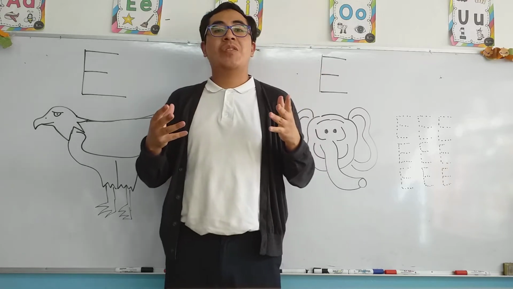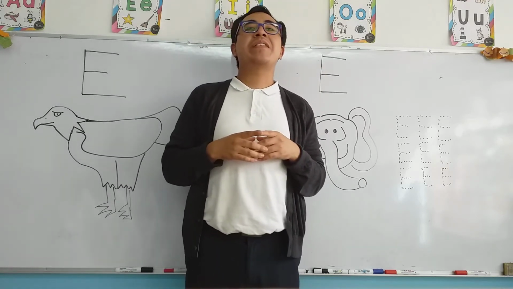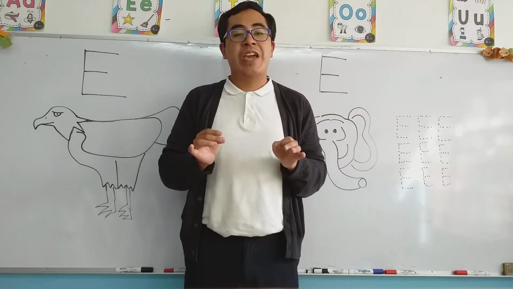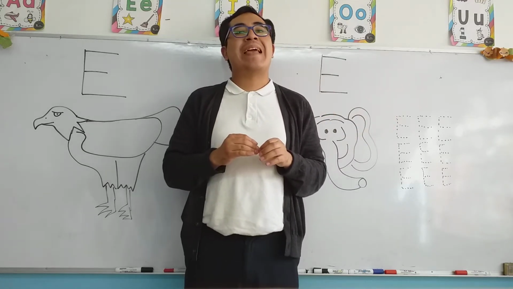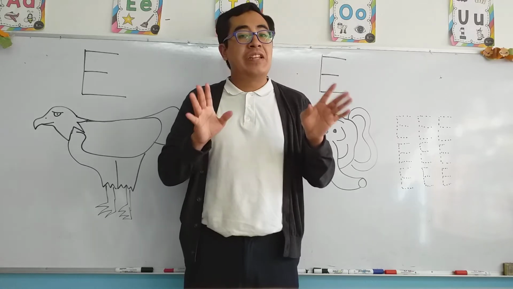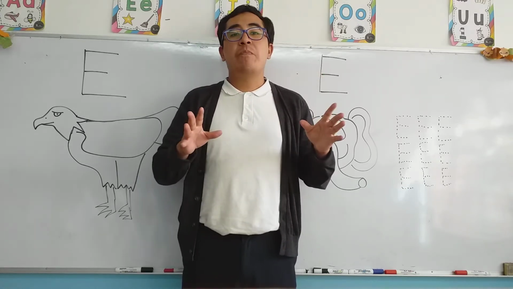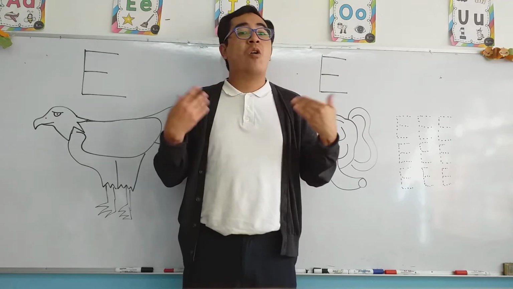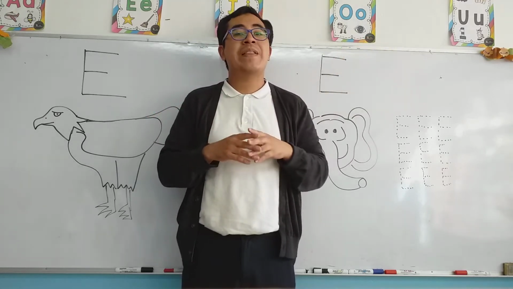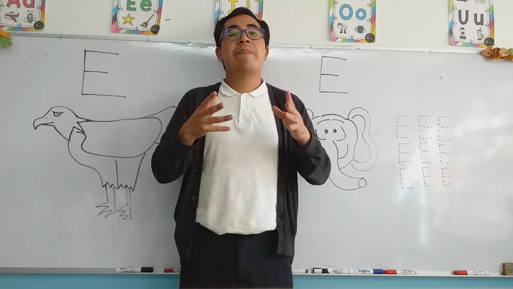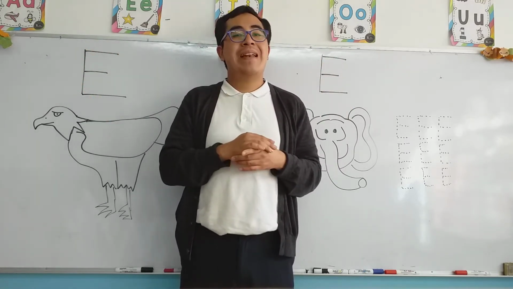For today, my children, we're going to continue with the review of previous letters because today we commence with the letter E in its capital form. Remember, one of the very important topics of Kinder 2 are, of course, letters of the alphabet and numbers from 1 to 20. So today we start with a new letter.